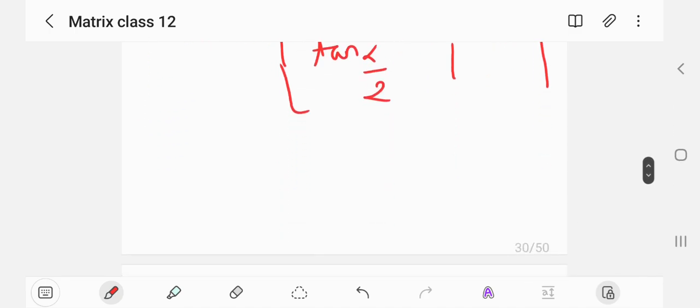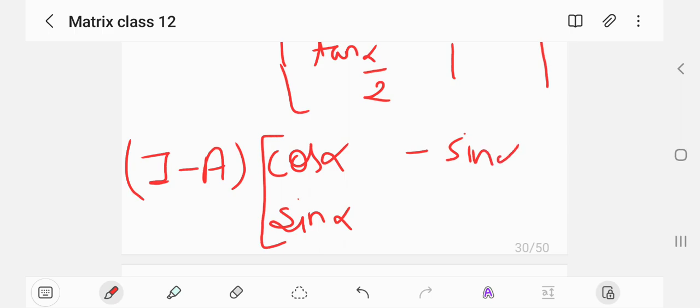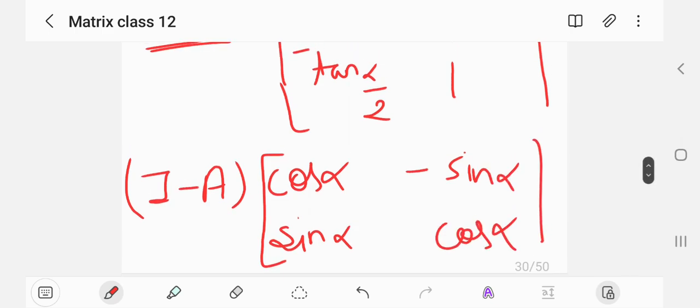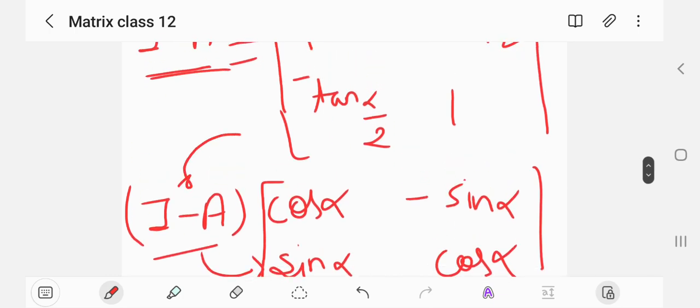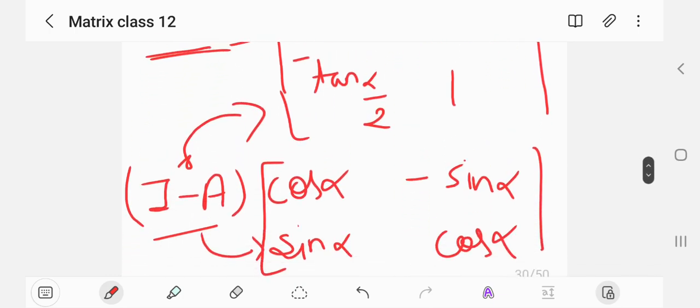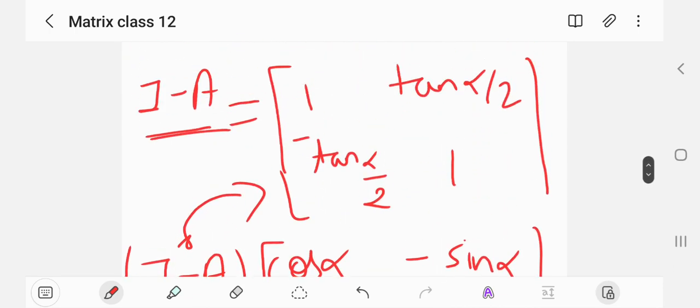Okay, now the next step is I have to multiply this matrix with the given matrix. What is my given matrix? This is the matrix which is given to me, minus sin alpha, and here I have cos alpha. I have to multiply this with this. This matrix is the matrix which I have found here.